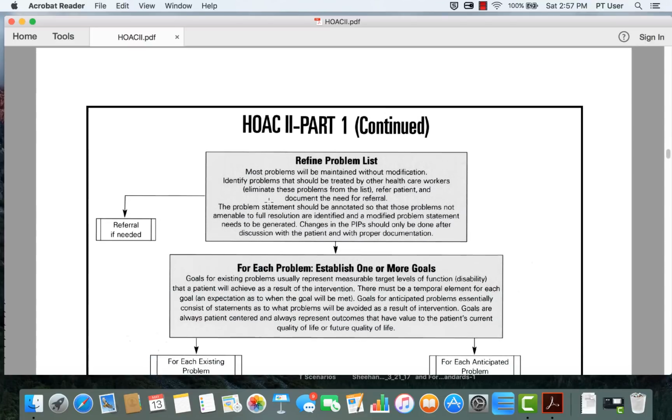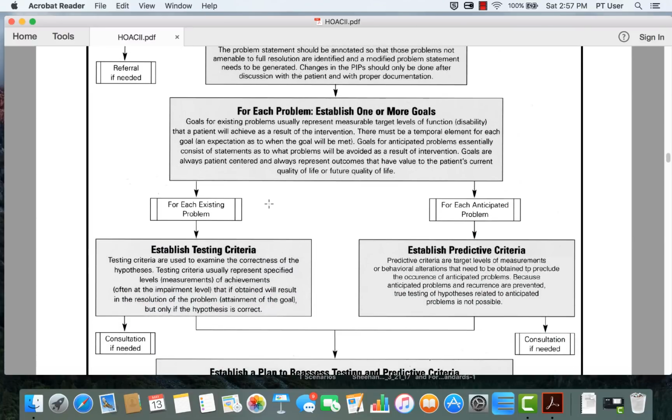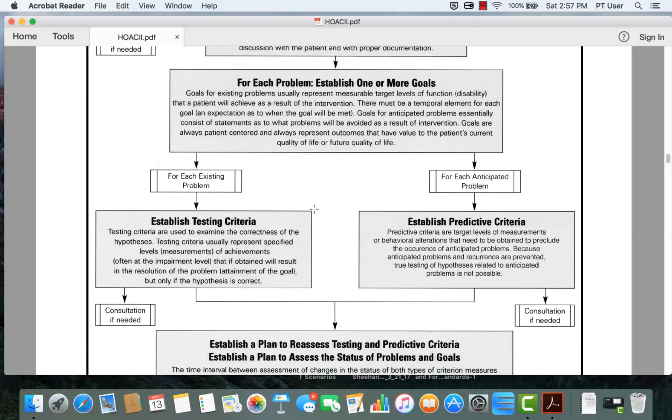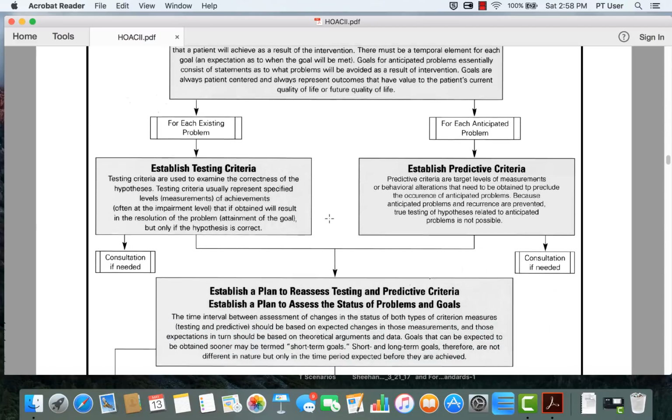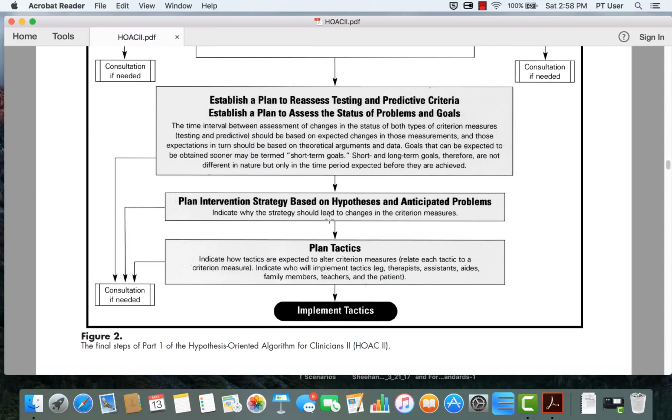We need to refine our list with the patient. We need to establish goals at the level of function. We need to establish criteria so that we can look back to see whether we were right or wrong in terms of our hypotheses and our rationale. And then we develop plans to reassess this process. We begin to plan strategies and implement, or plan tactics and then implement tactics.